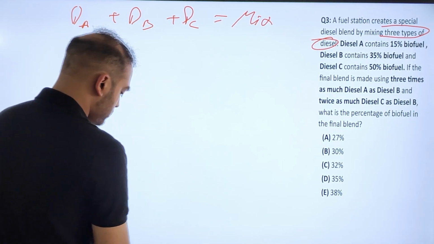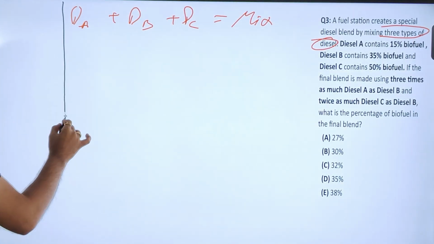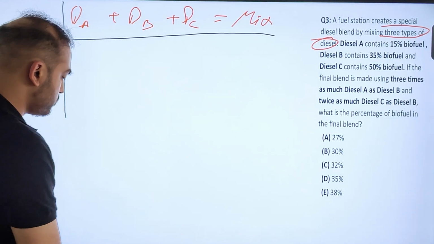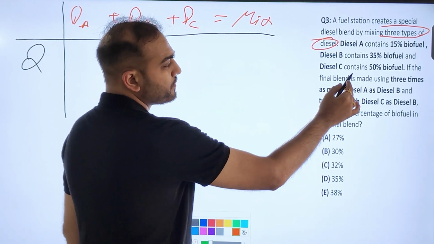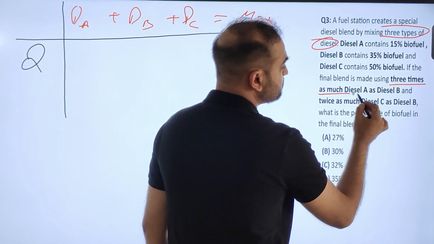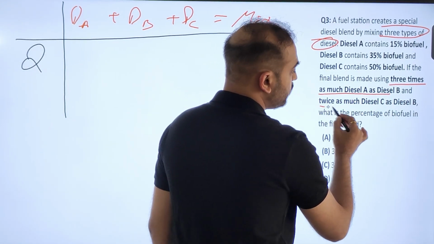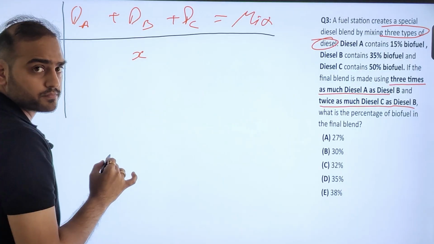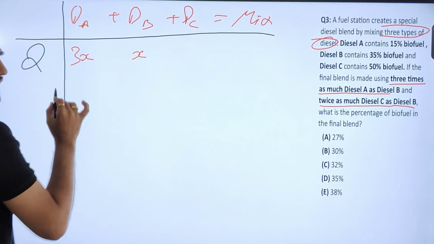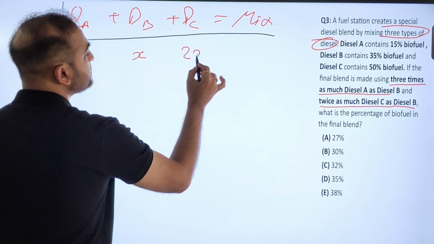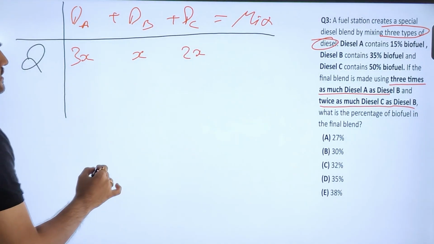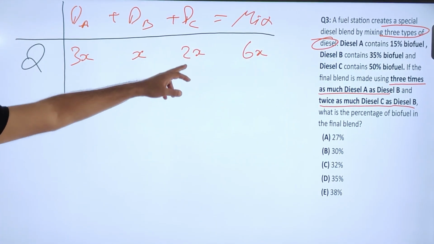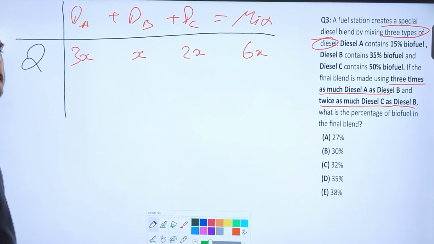Okay, now focus on the quantity. What is the quantity of diesel A? So if you see here, we know 3 times as much diesel A as diesel B and twice as much diesel C as diesel B. So if quantity of diesel B is X, quantity of diesel A is 3 times, so 3x. Quantity of diesel C is 2 times, so that is 2x. Net quantity, addition of all, 3x plus x plus 2x, that is 6x.